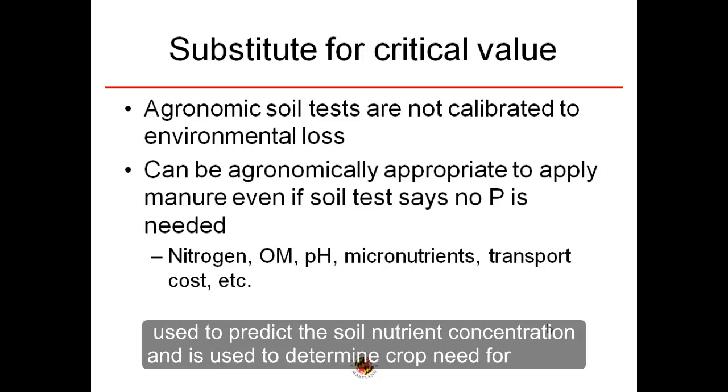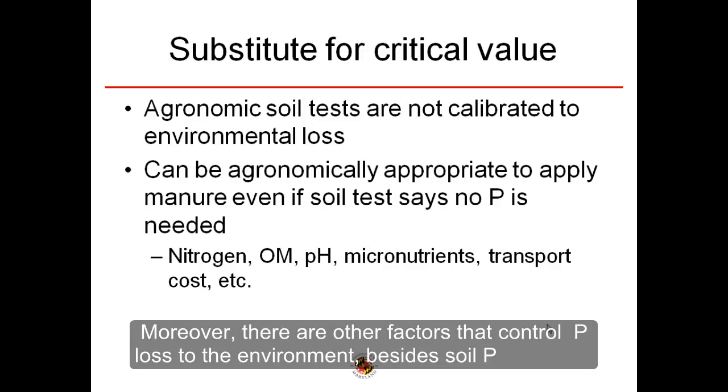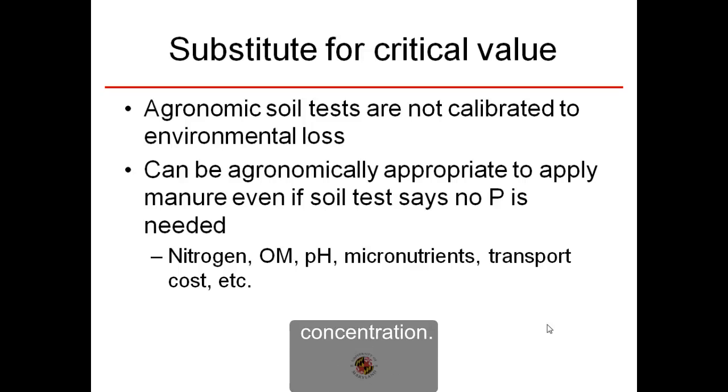It can be agronomically appropriate to apply manure even if the soil test says no P is needed. There's not going to be a response to the phosphorus, but there is a response to nitrogen, organic matter, pH, micronutrients. There's a transport cost of that manure to send it to another farm that has to be considered. So the agronomically appropriate rate may be higher than what's needed for the phosphorus alone. Manure has a lot going with it other than phosphorus.